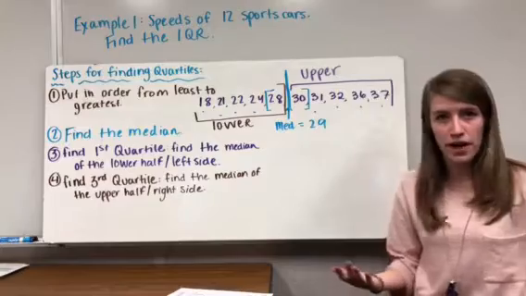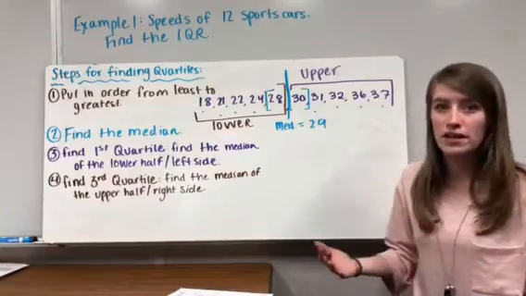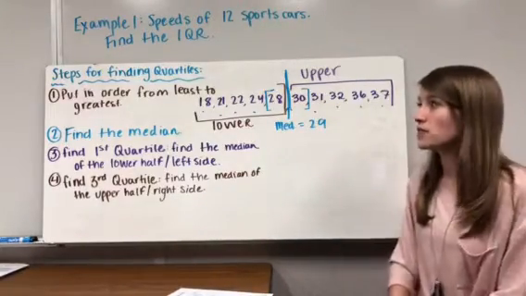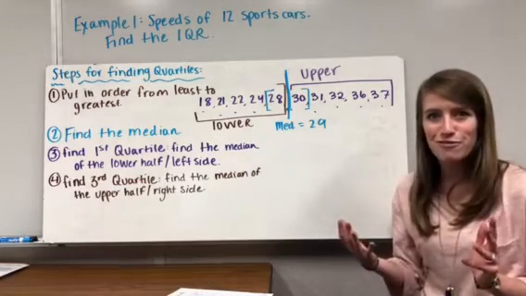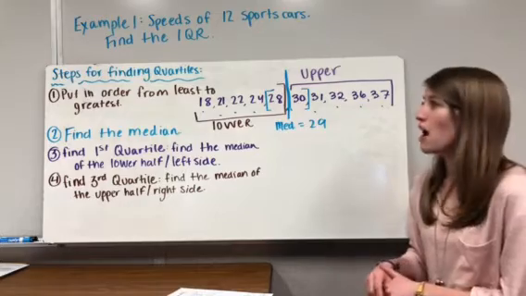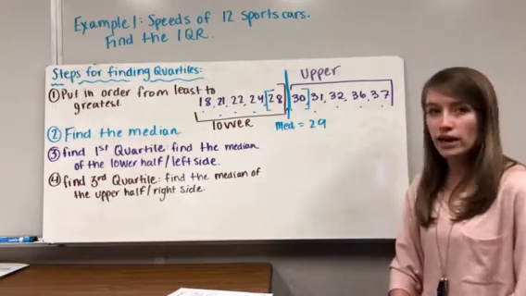Okay, steps for finding quartiles. In summary, you're going to find the median 3 times. We first need to put our numbers in order from least to greatest. That's the most important rule, the cardinal rule for finding our median. Then we can go ahead and find the median.